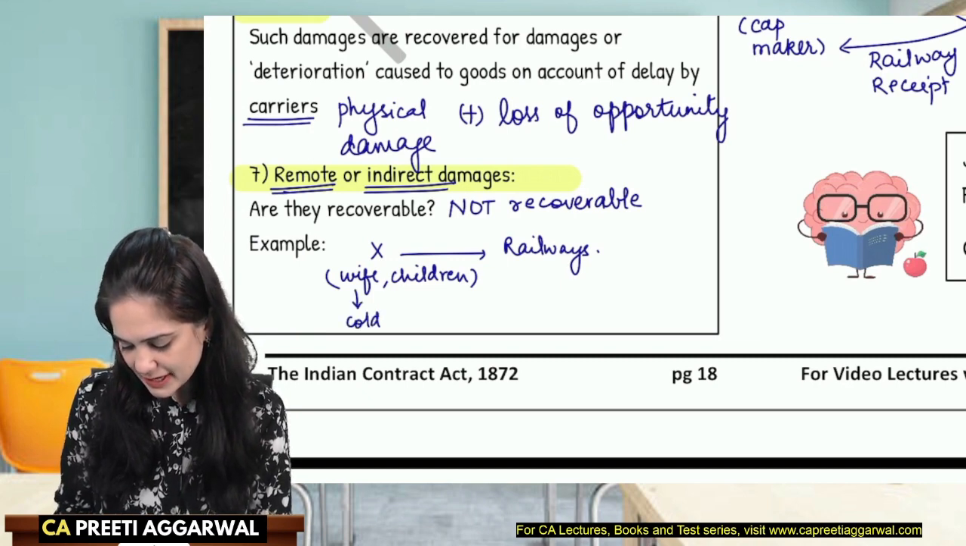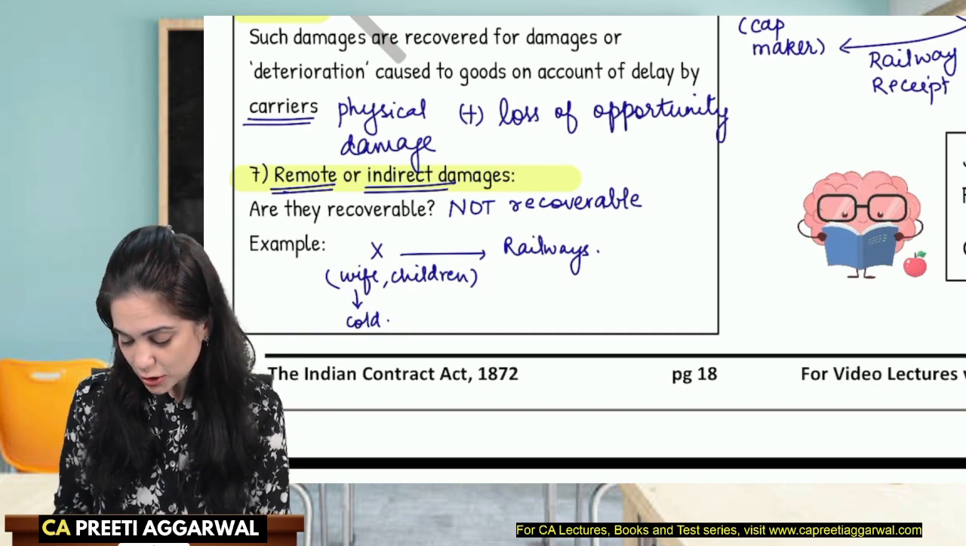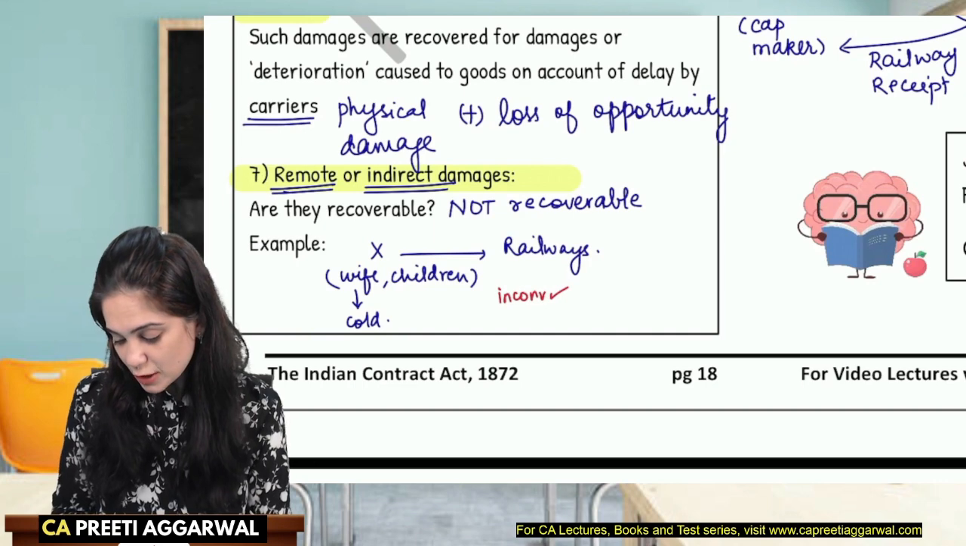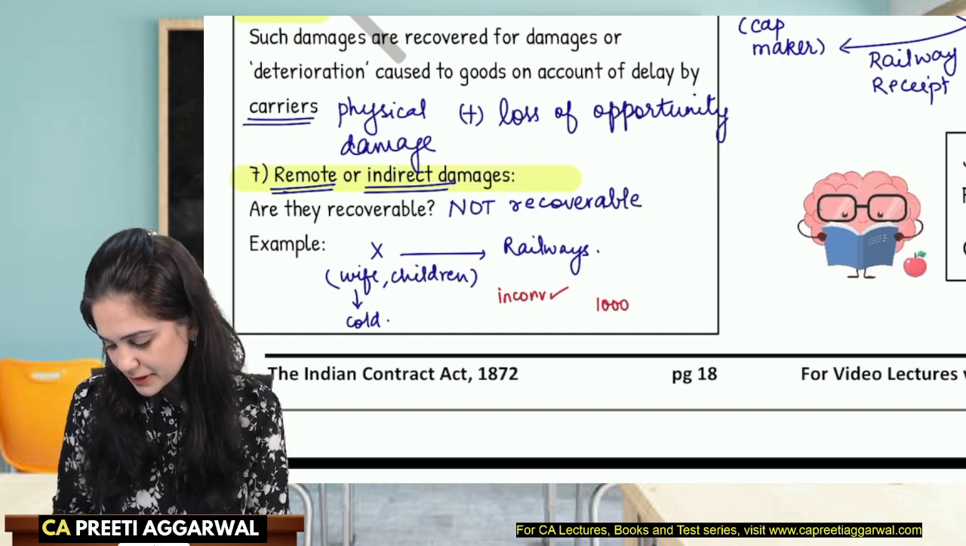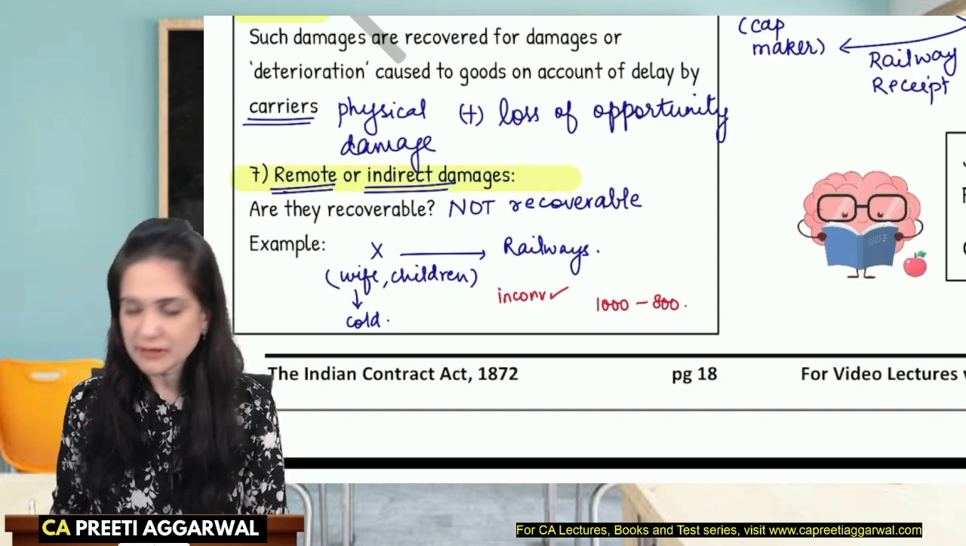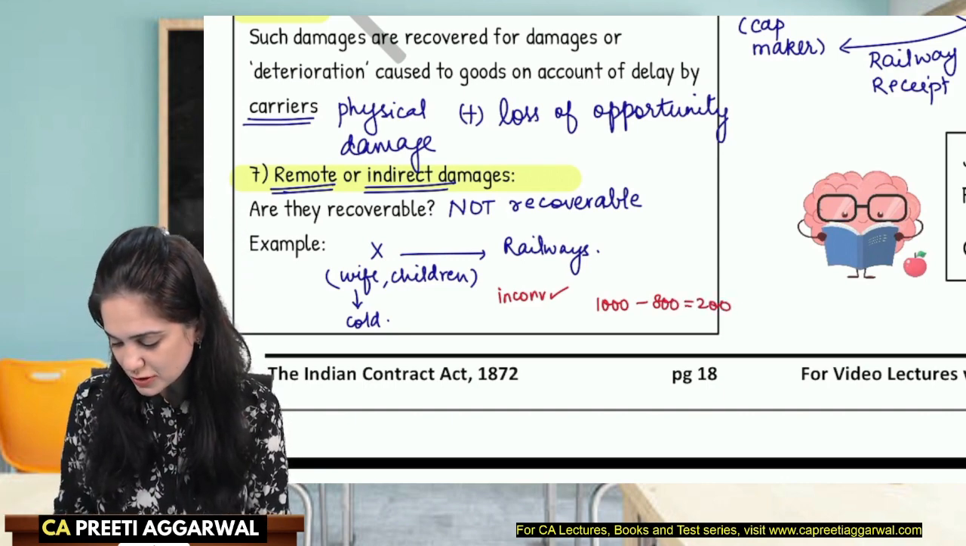Now, X claimed damages from the railways. He's saying that because of you, there was a lot of inconvenience. All right, agreed. We paid 1,000 rupees for the ticket, but you asked us to alight, and the fare till that station was only 800 rupees. So we paid 200 rupees extra.